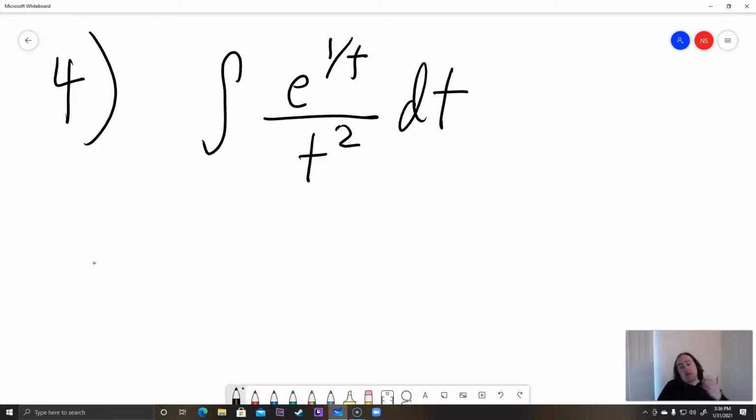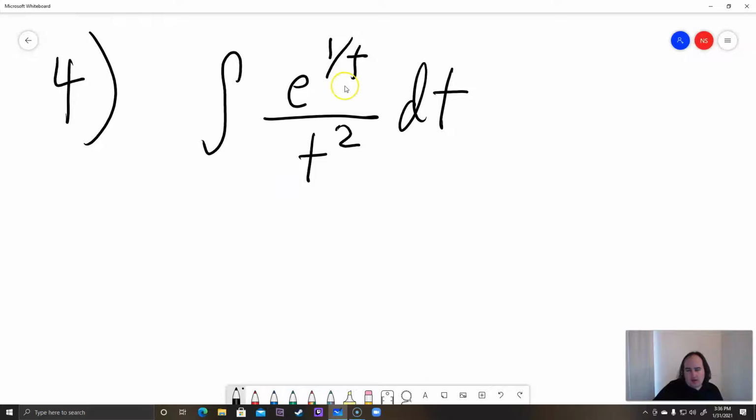So this one is another indefinite integral, so at least we don't have to worry about plugging numbers in. At the end, we're just going to write plus c, because there's no limits of integration. However, here we're going to have to do u substitution, and we are going to have to be careful about what we choose for our u.